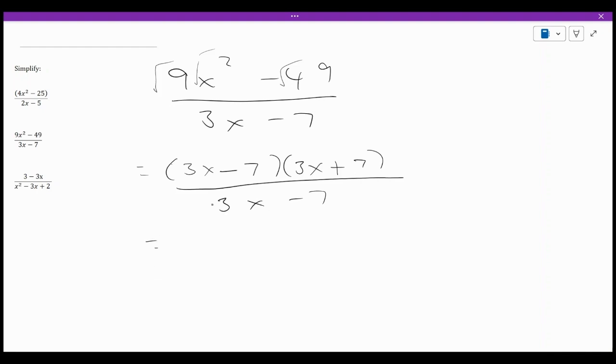Then what do we see? We see that what we have over here can cancel with what's at the denominator, and then we are left with 3x plus 7. That's basically it.